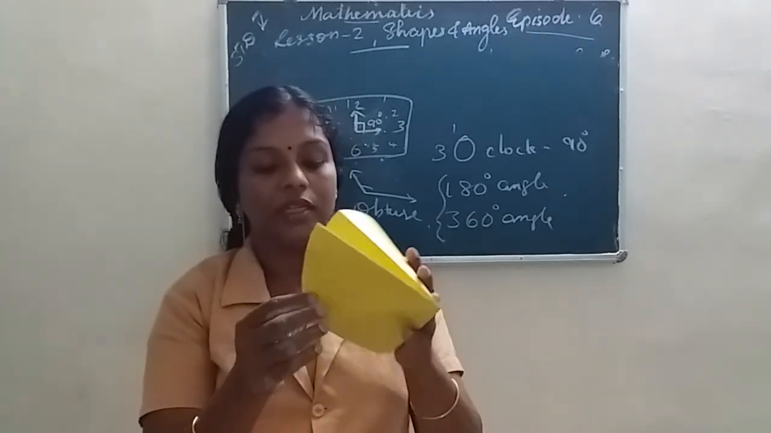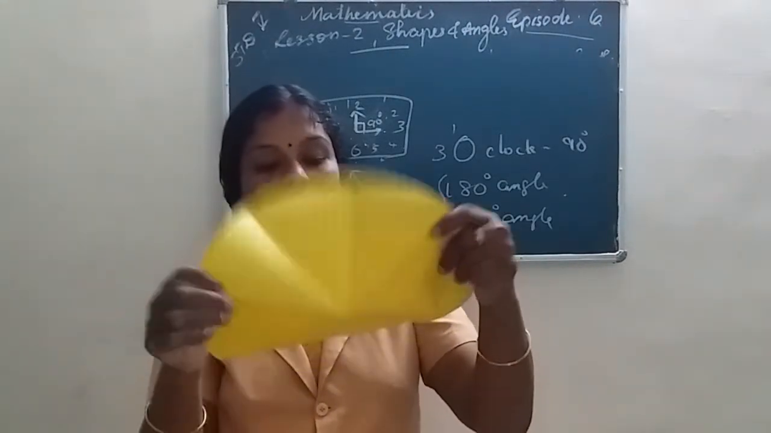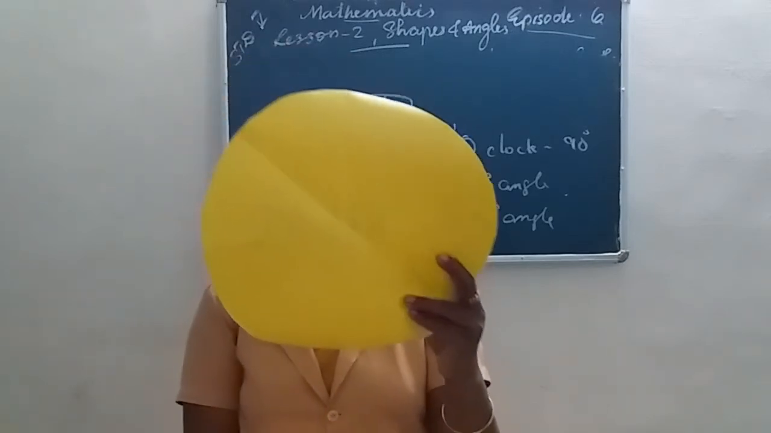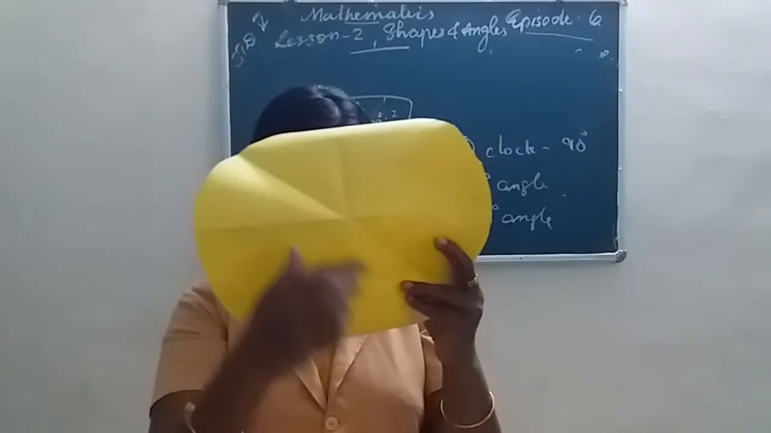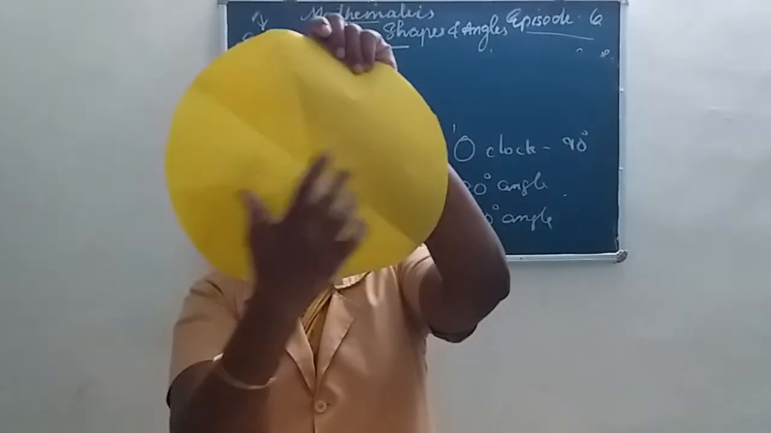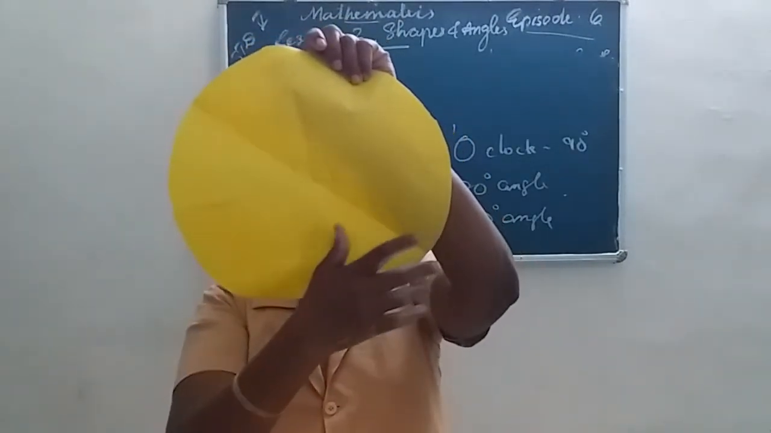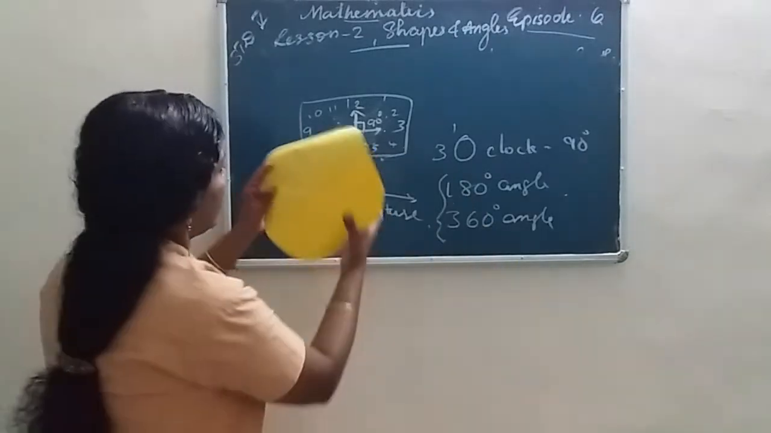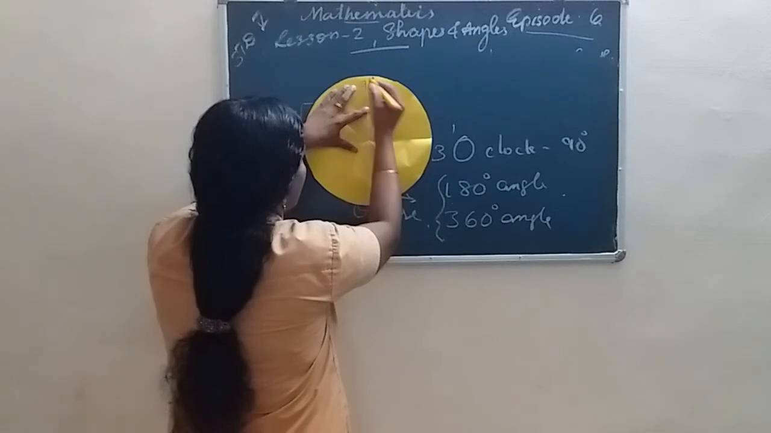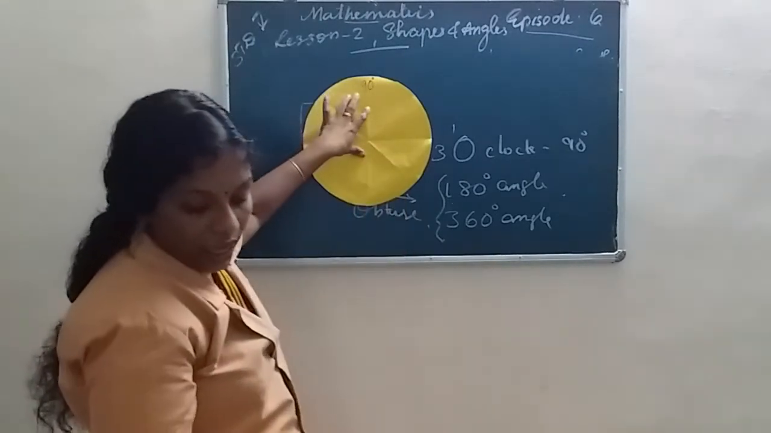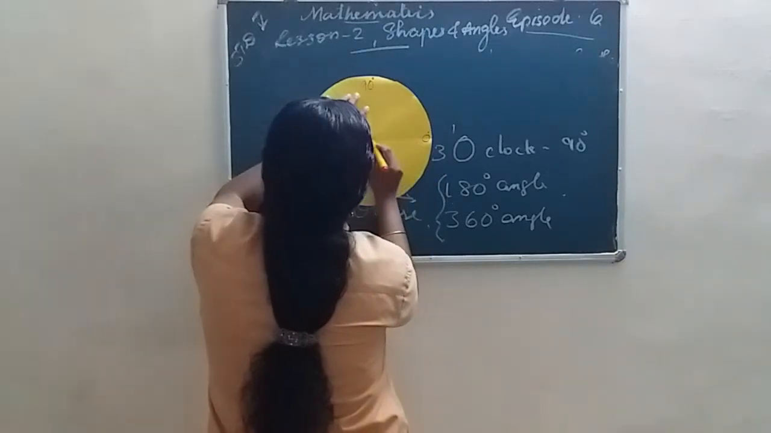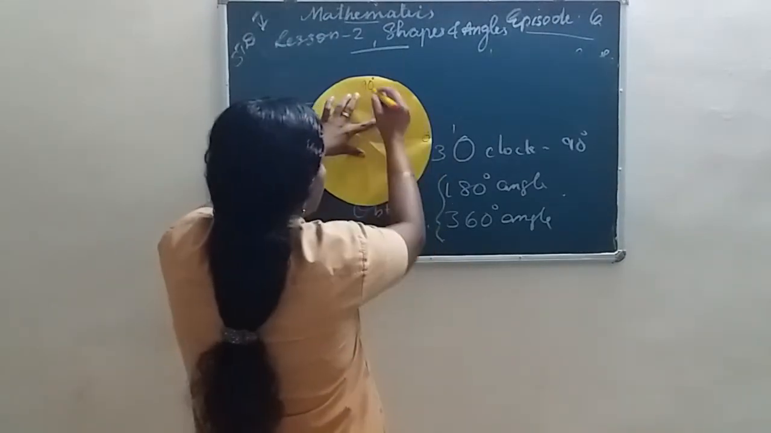Then open it. Then look, you will see lines like this. There are many lines given here. Then you want to write the angles. First, this angle is 90 degree. Next, this one is 0 degree. So base, this 0 and 90.